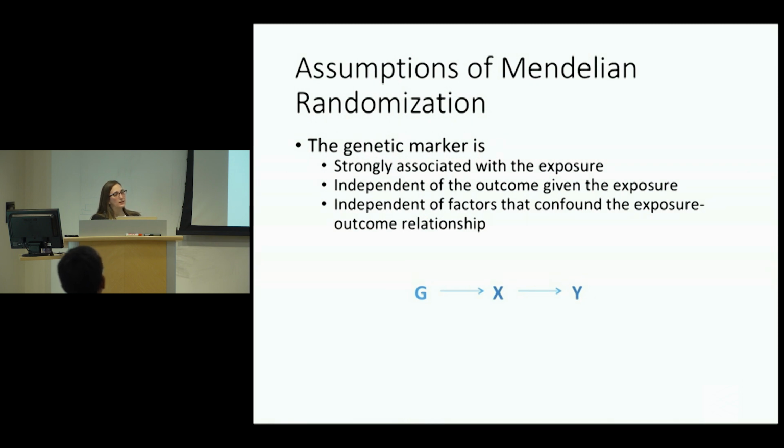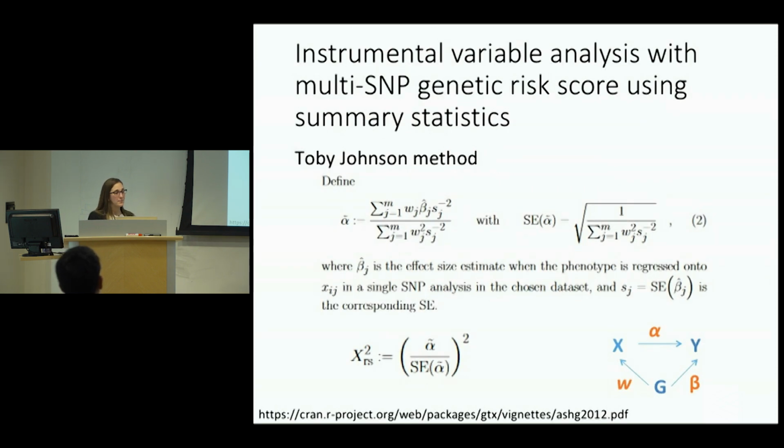For Mendelian randomization, the assumptions are that the genetic marker is strongly associated with the exposure that you want to test for causality of, it's independent of the outcome given the exposure, and it's independent of factors that confound the exposure-outcome relationship. And you can do this instrumental variable or Mendelian randomization approach using summary statistics from GWAS. And this is called the Toby Johnson method for risk prediction.